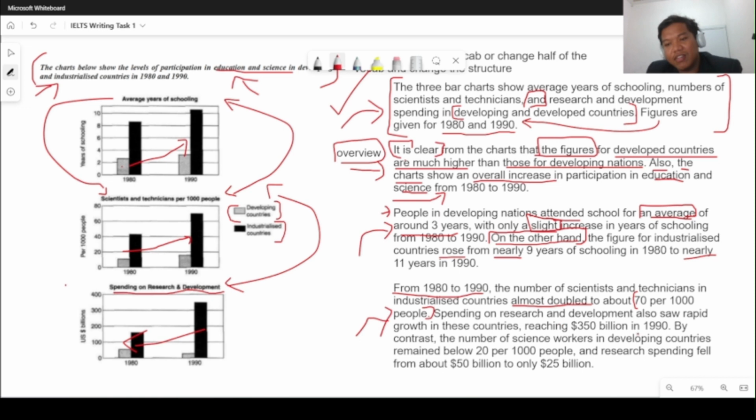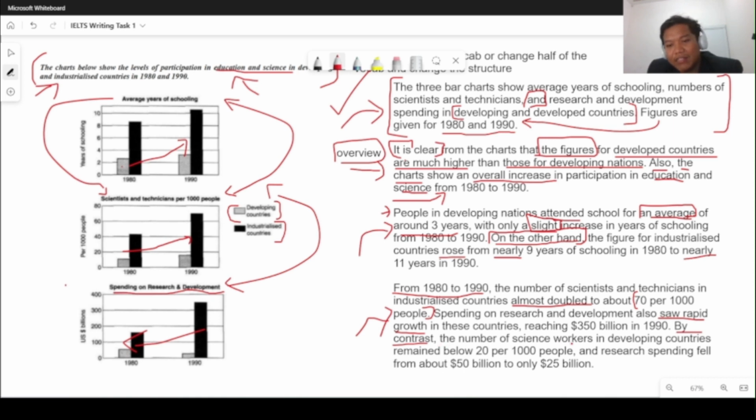Spending on research and development also saw rapid growth. That's a nice expression to indicate a very quick increase in these countries, reaching 350 billion in 1990. By contrast, ooh, look at that. That's a nice one, right? Similar to, on the other hand, by contrast, very good. Did not repeat the same transition, did he or she?